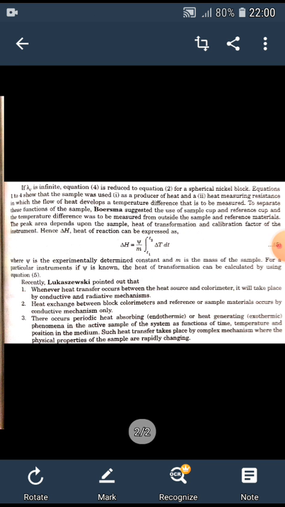If lambda C is infinite, the equation gets reduced to equation 2 for a spherical nickel block.